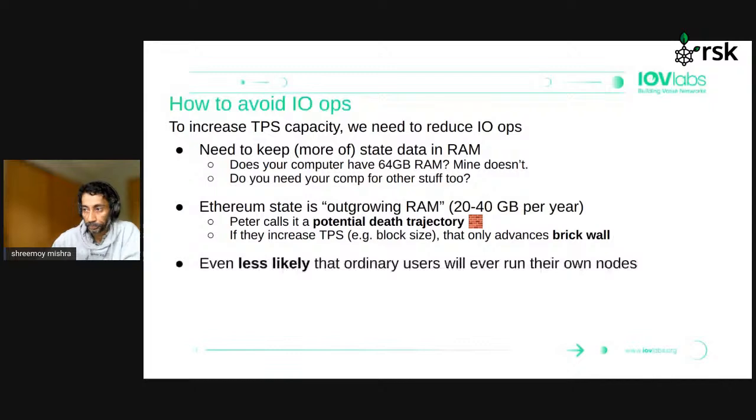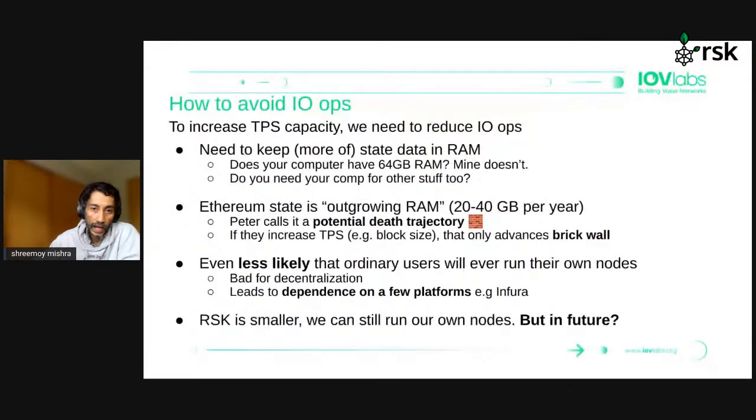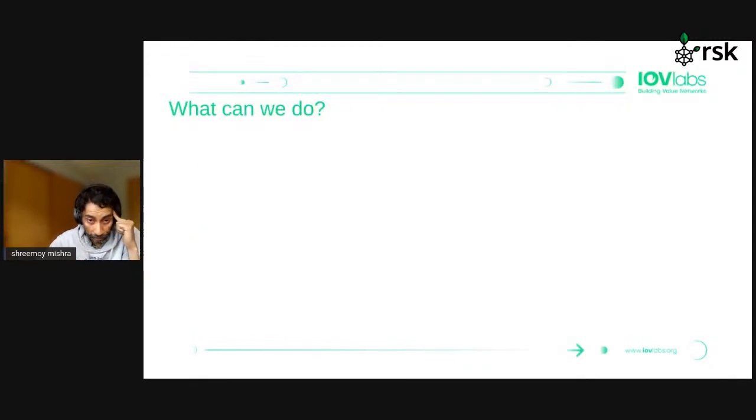And also, this makes it less likely that end users, normal, ordinary users, will ever run their own nodes. Right now, it's possible to run a Bitcoin node or RSK node at home, but that's because the state isn't as big as Ethereum's. So if you don't take care of state growth now, it's going to be really bad for decentralization and can lead to overdependence on centralized players like Infura. So you just have to give up on this idea of independent peers and everyone just signs up for an API account on Infura. Okay, we don't want that future. We want the system to be as peer-to-peer and distributed as possible.